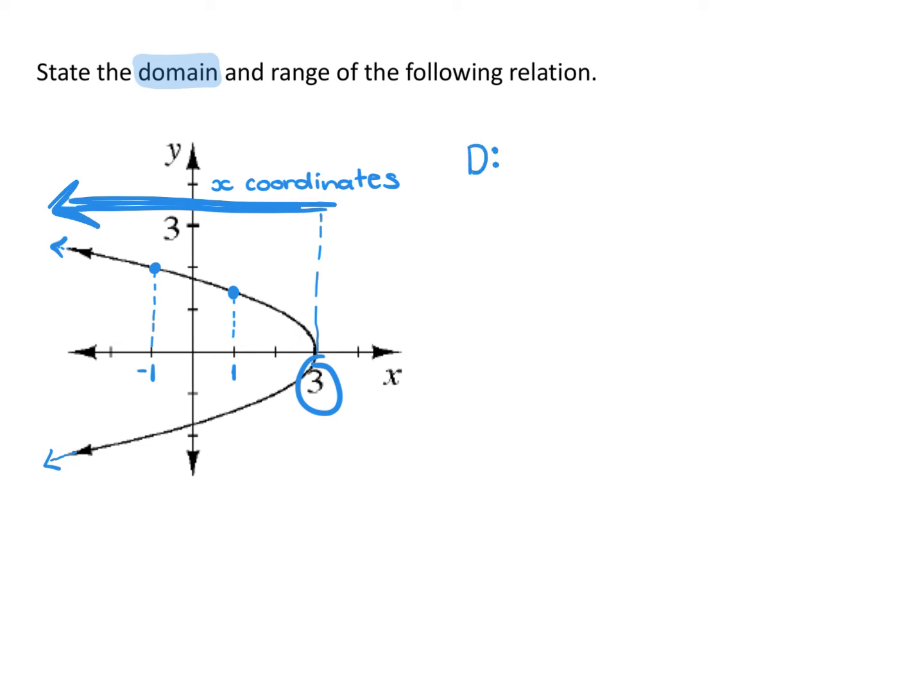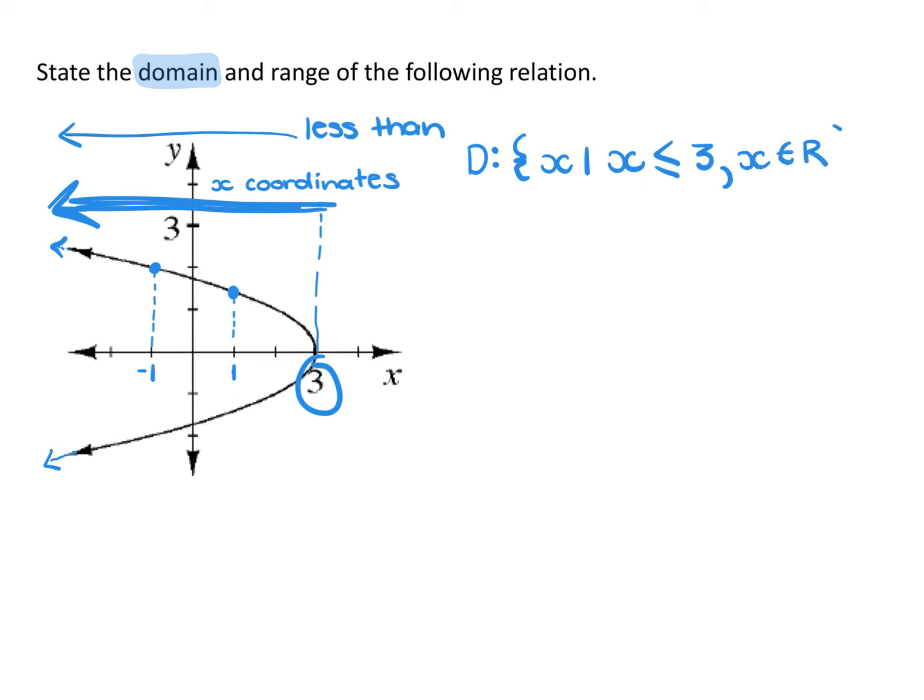So how do we write that? Capital D, colon, and the bracket, x such that x in this case is less than or equal to +3. Now all numbers below +3 are actually real numbers. So let's put x as an element of real numbers, close the bracket.